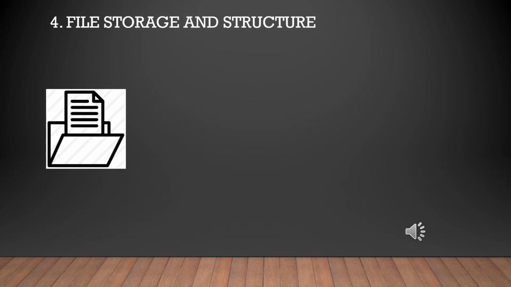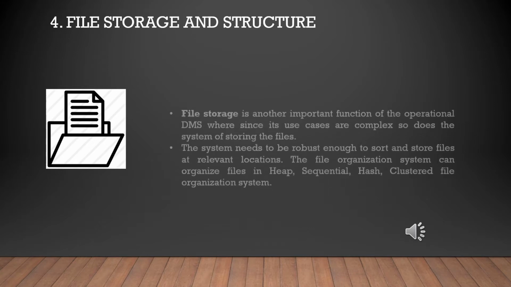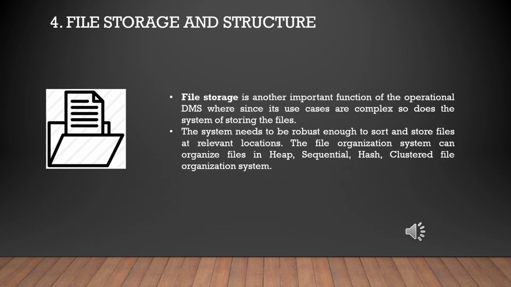File storage and structure. File storage is another important function of the operational DBMS, where since its use cases are complex, so is the system of storing the files. The system needs to be robust enough to sort and store files at relevant locations. The file organization system can organize files in heap, sequential, hash, or clustered file organization.